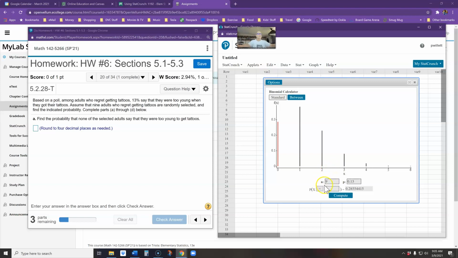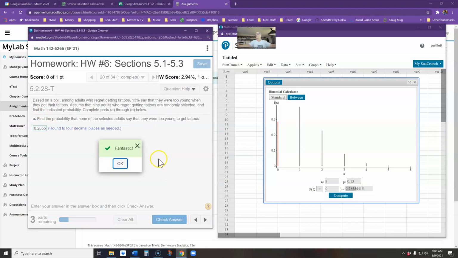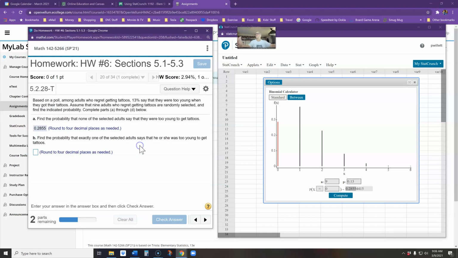So it has a probability of 0 equaling 28.5 percent. We're supposed to round to 4 decimal places, and they want the probability, not the percentage. So if I grab the first 4 numbers, I get 0.2855. Put those in. All right, so in part A, we were asked to find the probability that none of them were a success, that none of them said they were too young.